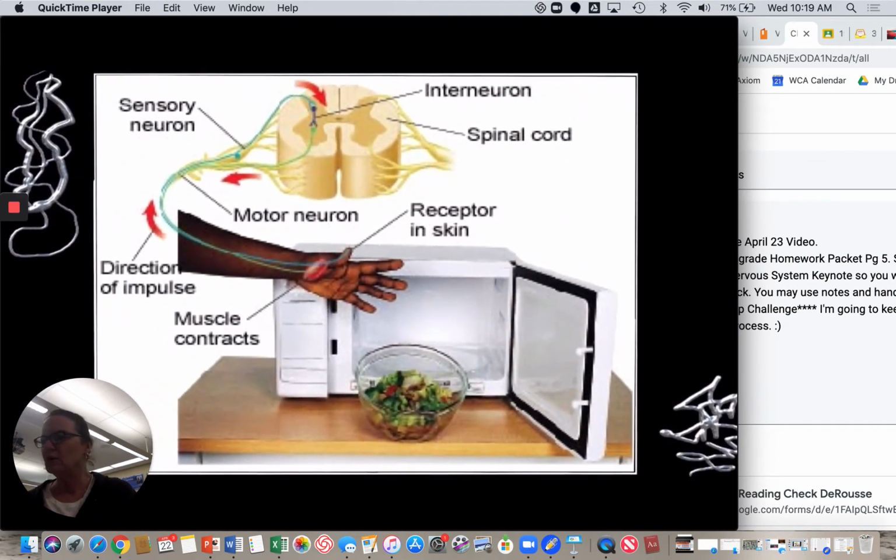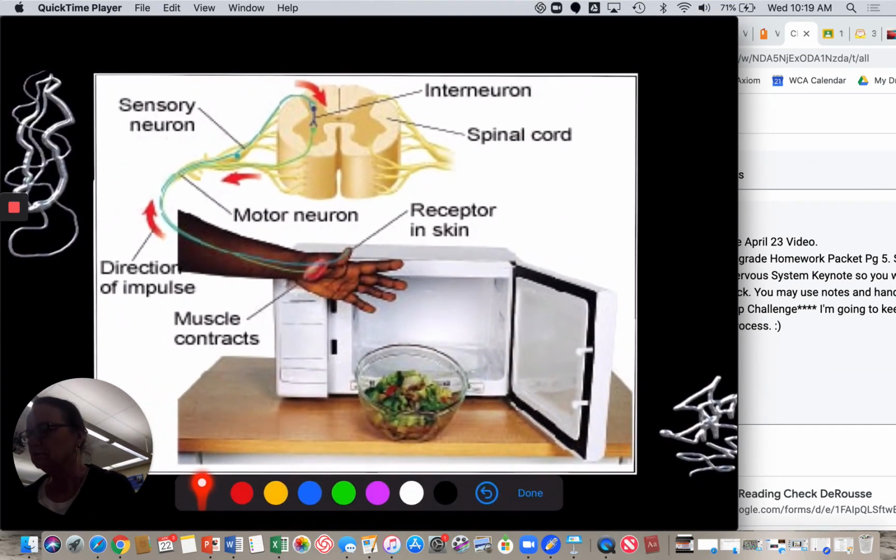Okay, so how this works then is you touch your finger to this bowl that was really, really hot. Remember, it starts with a receptor. It always starts with a receptor. That's what responds to the stimulus. So that receptor then gets the impulse going, and the sensory neuron takes it to the spinal cord. Interneurons then pass it off to the motor neurons that take it to the muscles in your hand, causing you to throw the plate down.